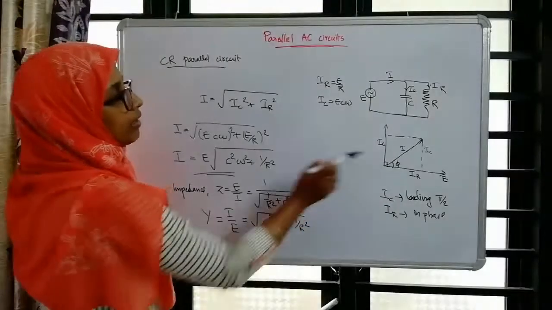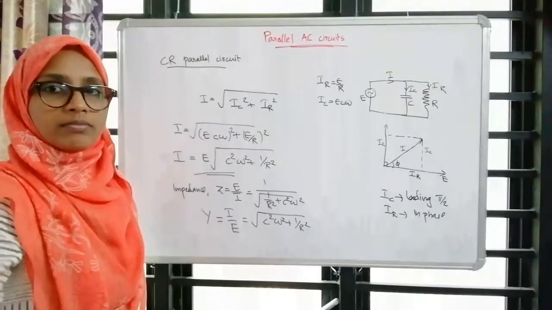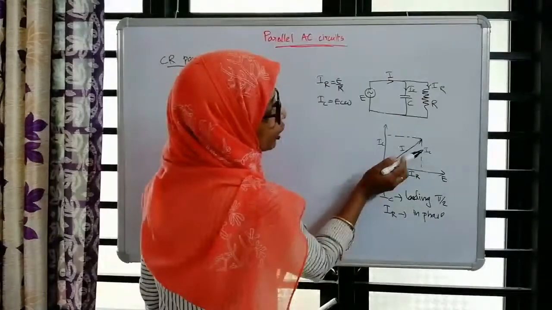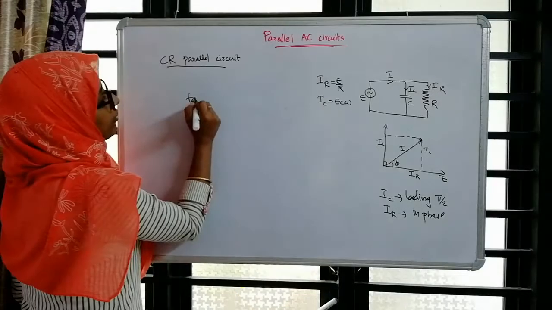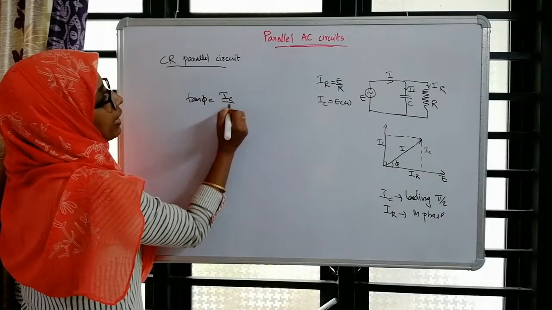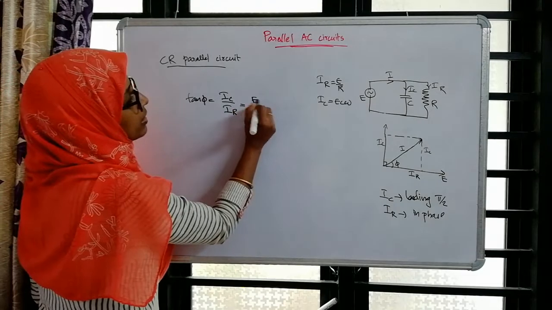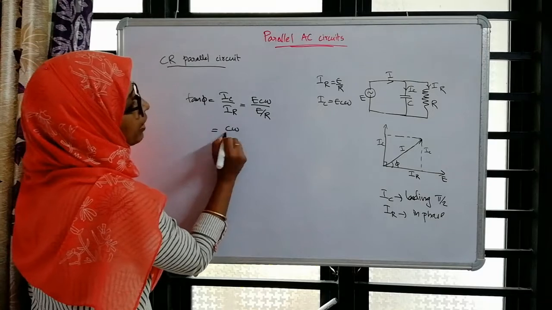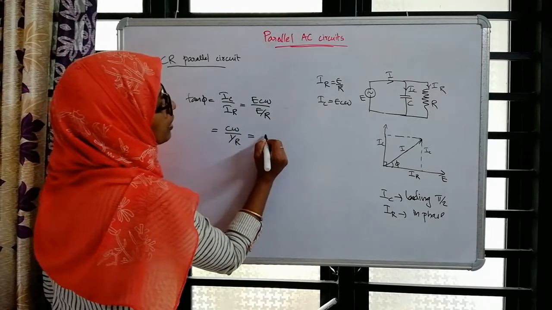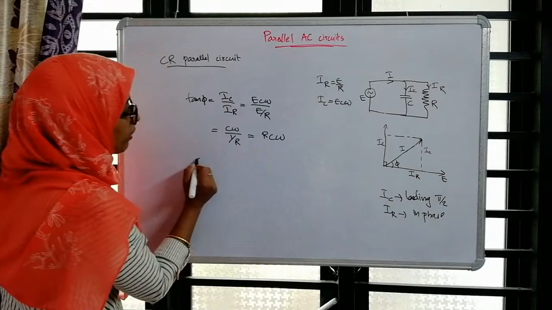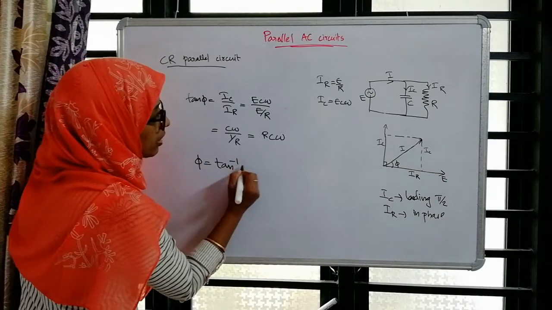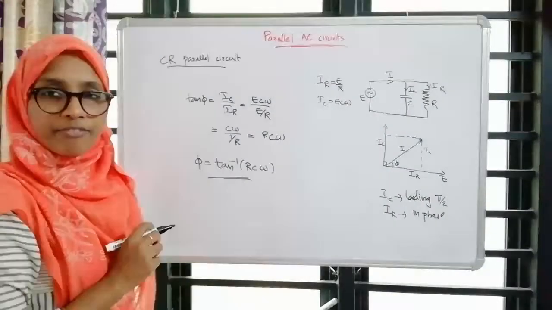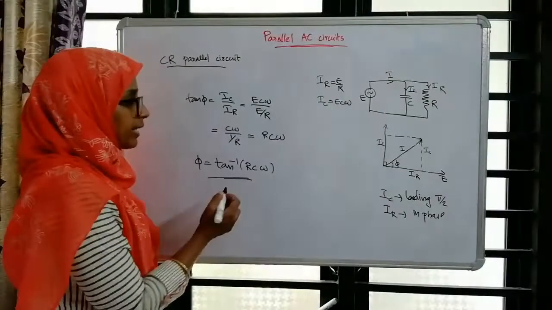Now we can obtain the phase difference in terms of tan. Now look at this vector diagram, that is tan phi will be equal to IC by IR. Tan phi is equal to IC by IR, which is equal to EC omega by E by R. That's equal to C omega by 1 by R, that's equal to R C omega, where phi is equal to tan inverse R C omega, which is the phase difference between the effective current and applied alternating EMF.